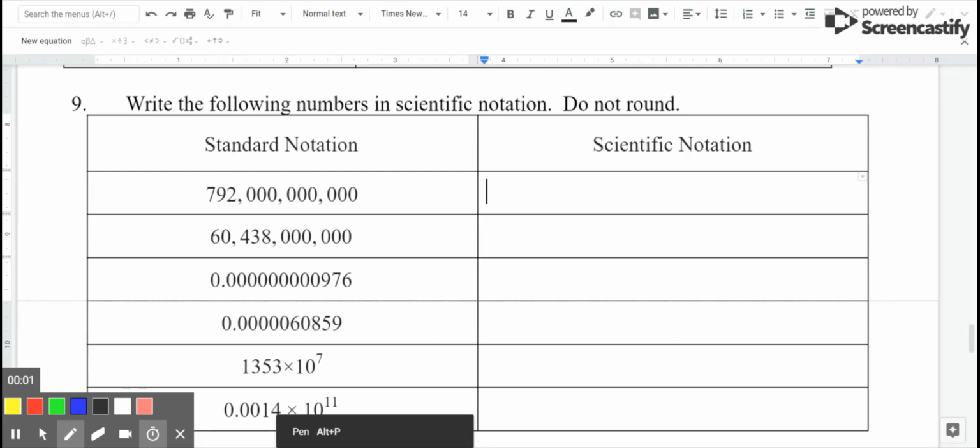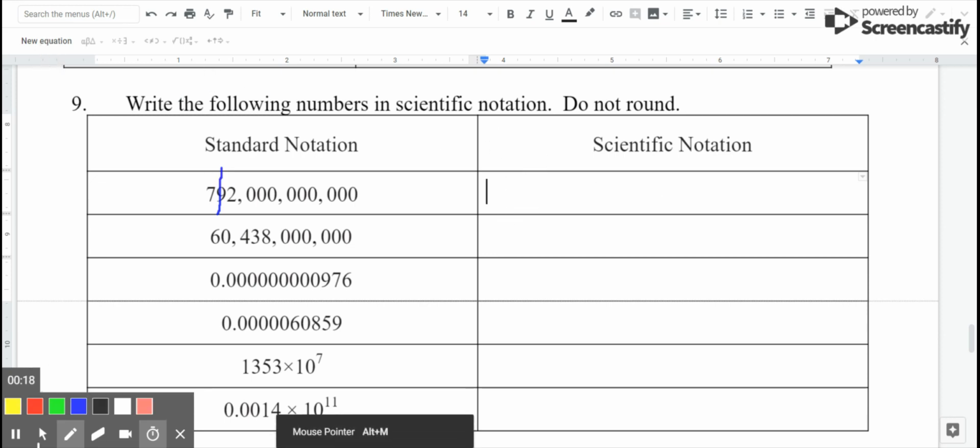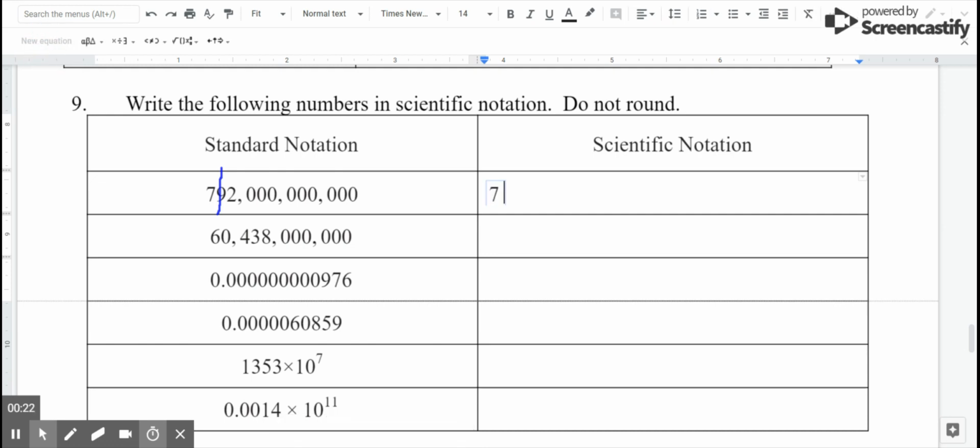Number 9, write the following numbers in scientific notation. Do not round. So let's take a look at the standard notation. Remember that when I'm writing in scientific notation, I want the decimal so that it's got one digit that is not a 0 before the decimal. So that means if I change this number to scientific notation, I'm going to be writing 7 before the decimal, and then 0.92. And then after that are a bunch of zeros. I don't write that. Anytime I have scientific notation, I'm taking this times 10 to a power.